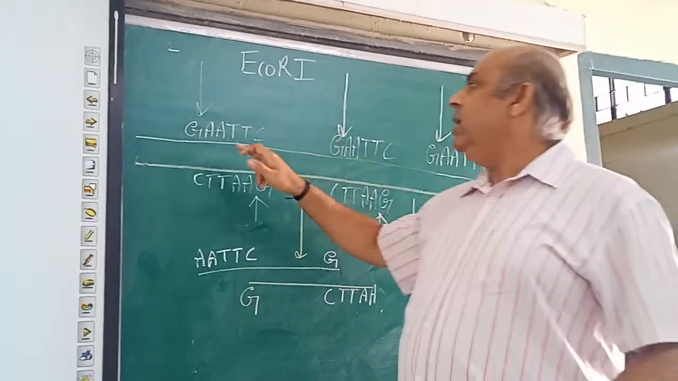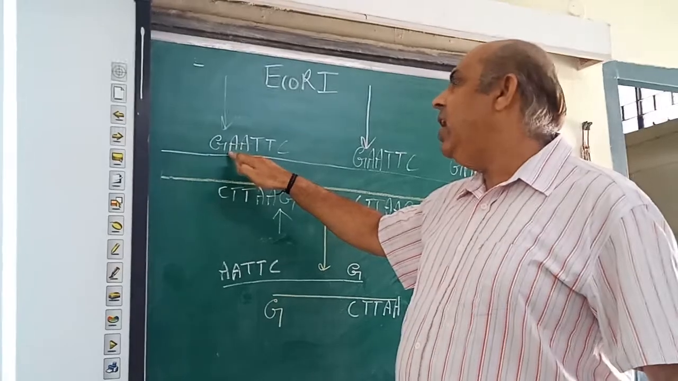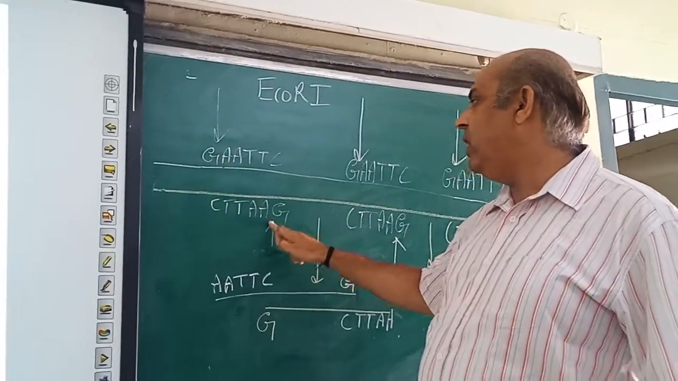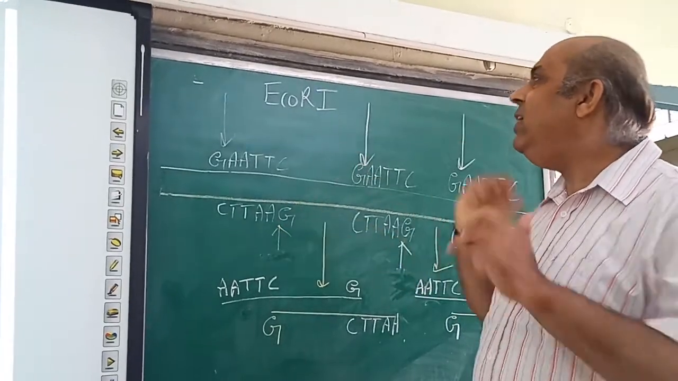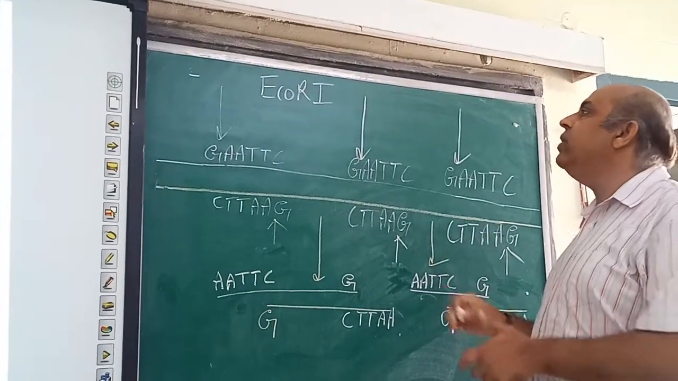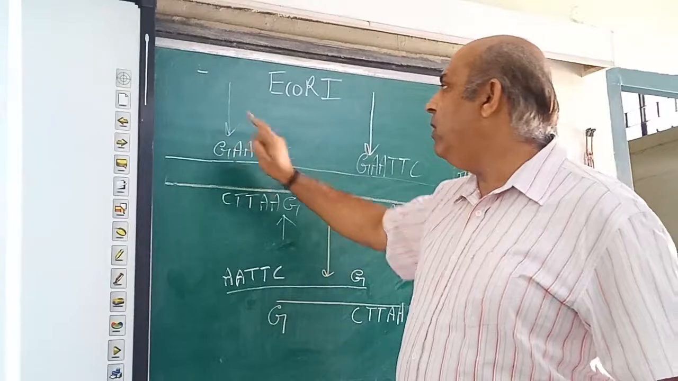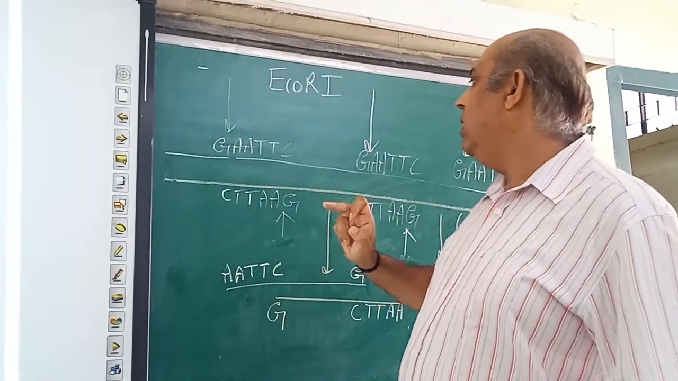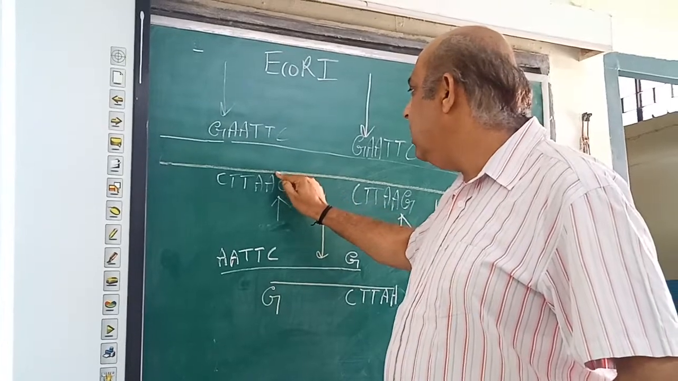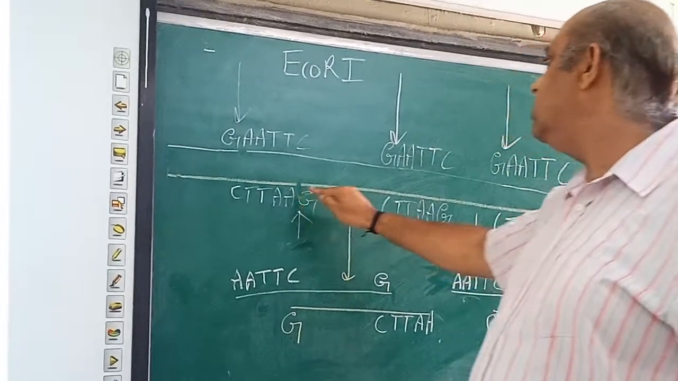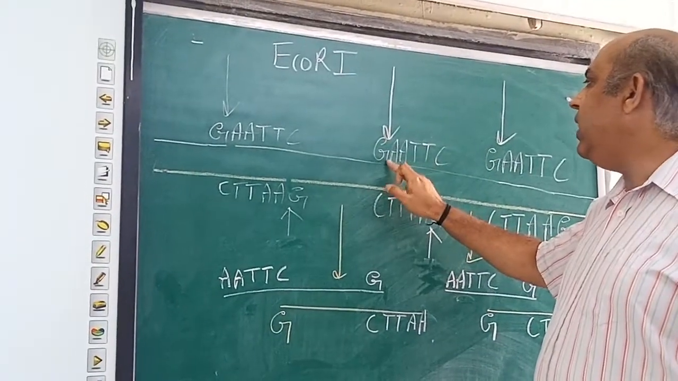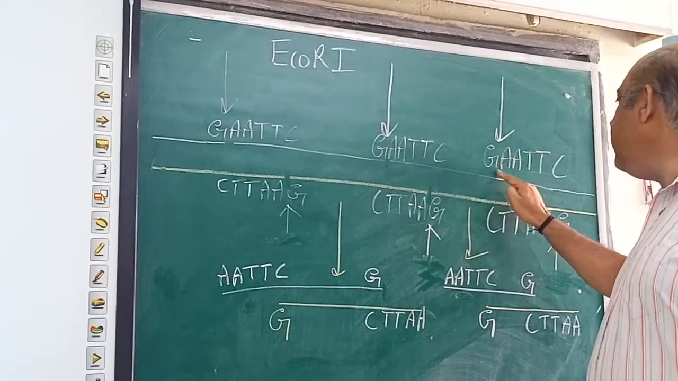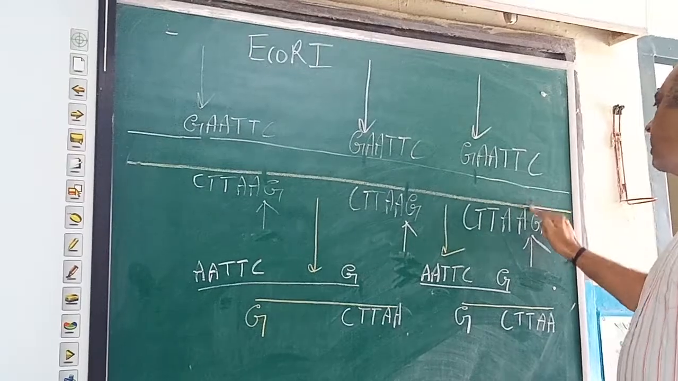EcoR1 attacks in between G and A at both these strands. That is over here also and over here also. What will happen when EcoR1 will attack? Over here, there will be a cut, and over here again there will be a cut. Next, again a cut there and a cut there. Again a cut there and a cut there.